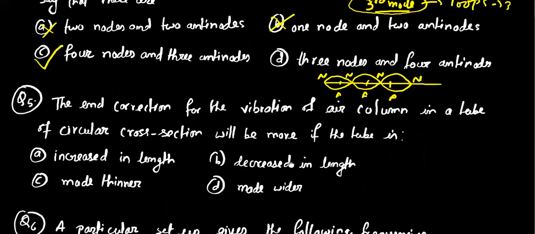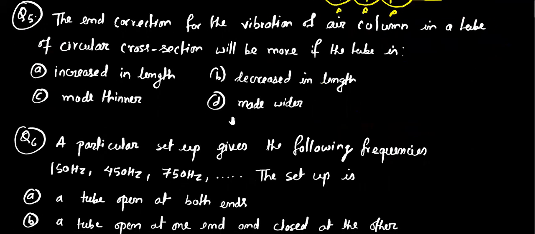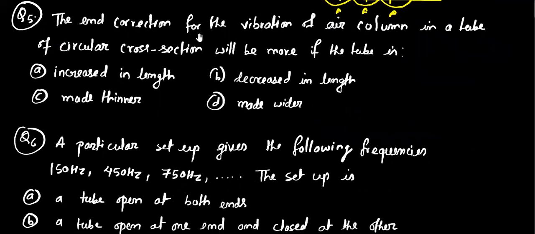Okay, now we are here in question number 5. The end correction of the vibration of an air column in a tube of circular cross section will be more if the tube is increased in length, decreased in length, made thinner, or made wider.